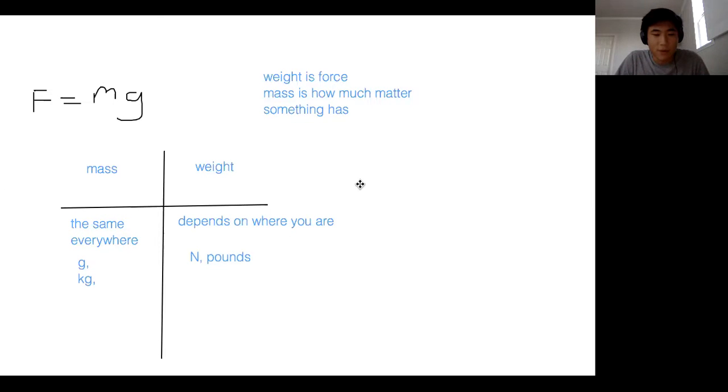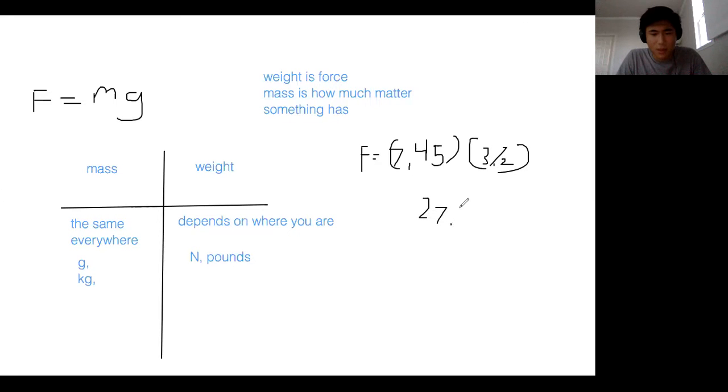On one of the questions, it asks: the rock has a mass of 7.45 kilograms. How much does it weigh on Mars? What we would do is find the mass, which is 7.45, times the gravity on Mars, which they gave us as 3.72. And that gave us the answer, 27.71, which would be 27.71 newtons.